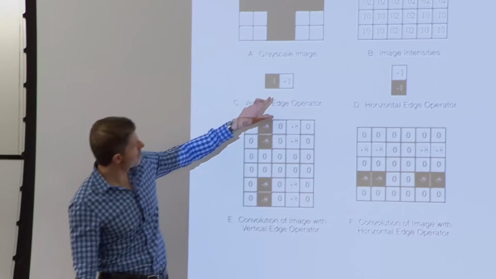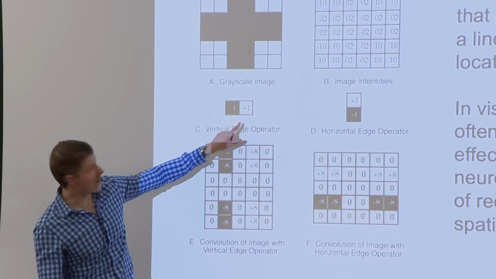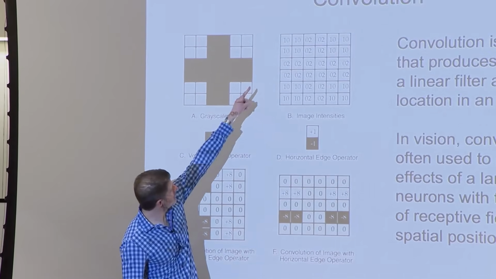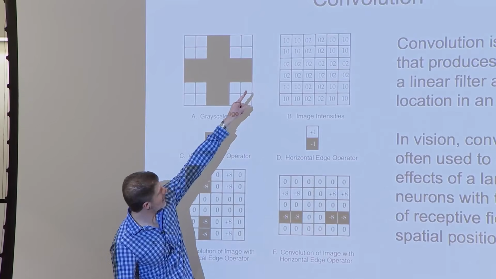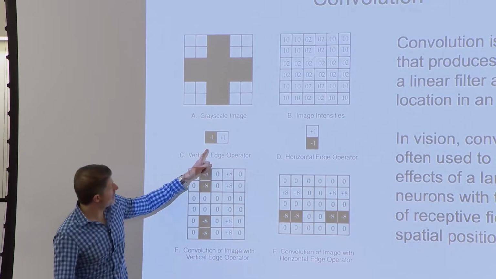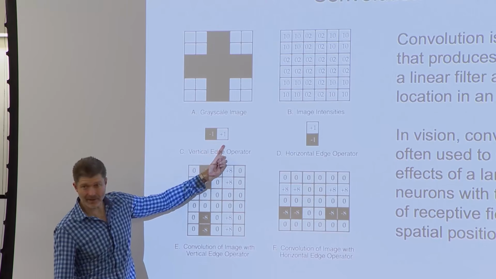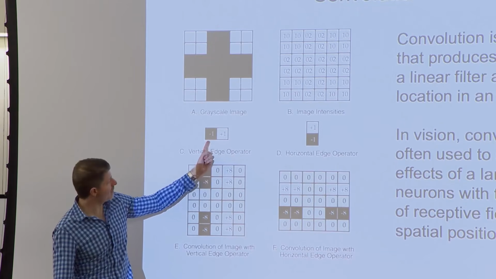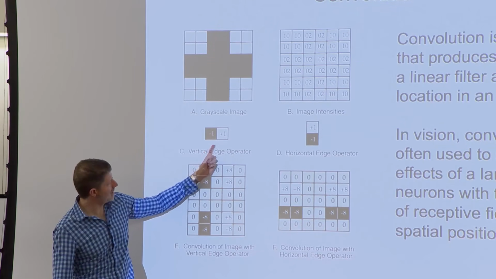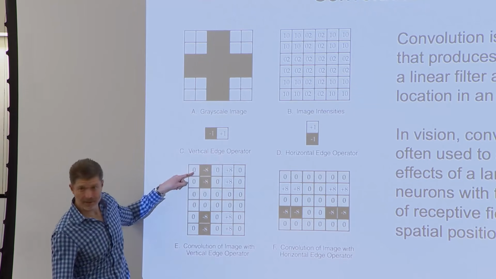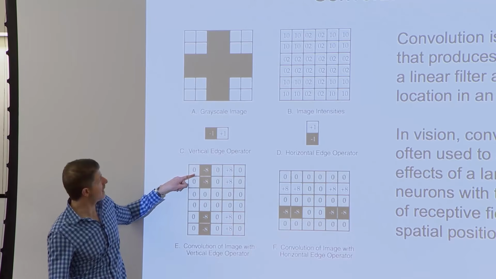Let's start out with this filter here. We've got -1, +1. When that one is put in the top left corner of the image, we've got the pixel value 10 occurring here and 10 occurring here. So we multiply -1 times 10 and +1 times 10. That gives us -10 and +10. We add those together, and that gives us 0. And that's the response that we get here.